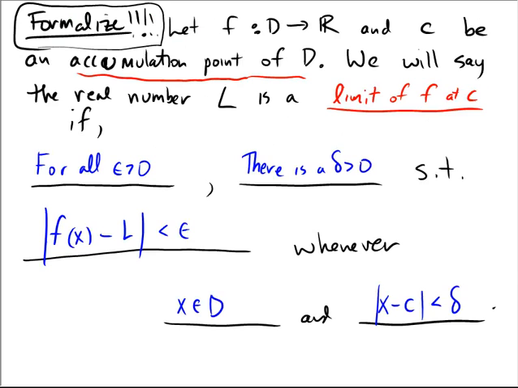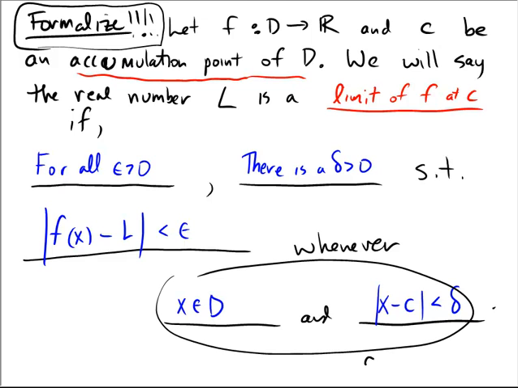Okay, remember, our definition is for all epsilon, there exists a delta such that this condition happens whenever this condition happens. So this right down here is an implication. Whenever this is my antecedent, and then this will be my consequent.